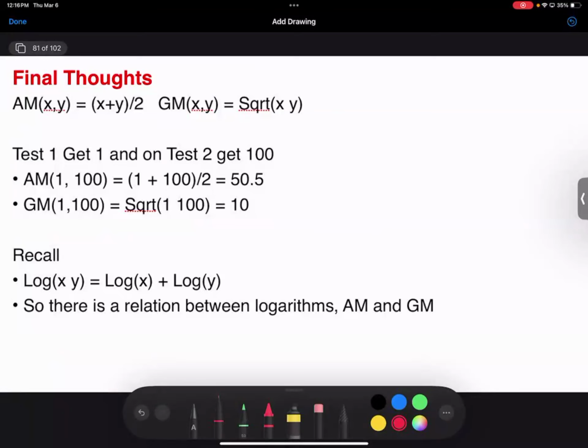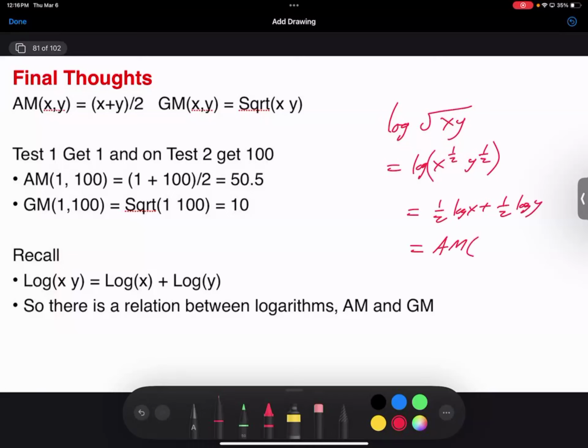So if I take the log of the geometric mean, the log of the square root of xy, that's the log of x to the 1/2, y to the 1/2. That's 1/2 log x plus 1/2 log y. That's the arithmetic mean of log x and log y. So the geometric mean of x and y is actually the same as the arithmetic mean of the log of x and log of y. There's a transformation between the two of them.